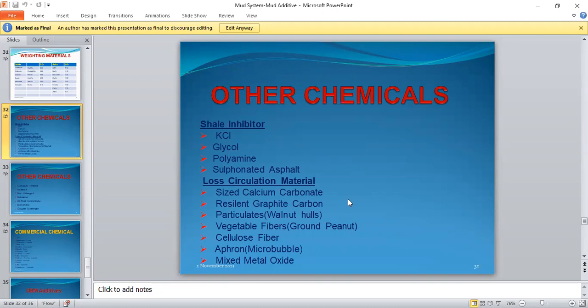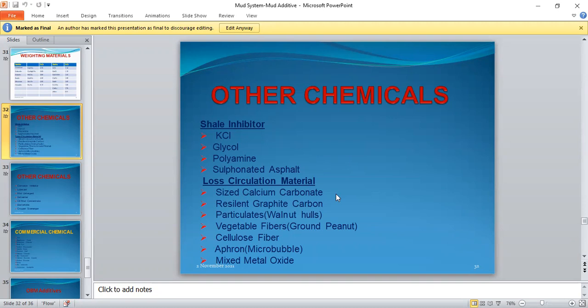Sized calcium carbonate. We mentioned calcium carbonate as being used for weighting material. You can also use it to treat lost circulation. Look at the word, sized calcium carbonate. You have powder calcium carbonate, and you have sized calcium carbonate. By sized calcium carbonate, we mean the grains are in different sizes. They are small, but they're in different sizes.